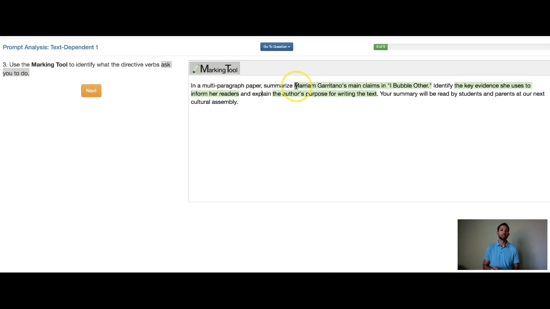But what I'm asked to do really is summarize what? Merriam-Garetano's main claims. Identify what? The key evidence she uses. Explain what? The author's purpose for writing. So this is the answer for this type of question.